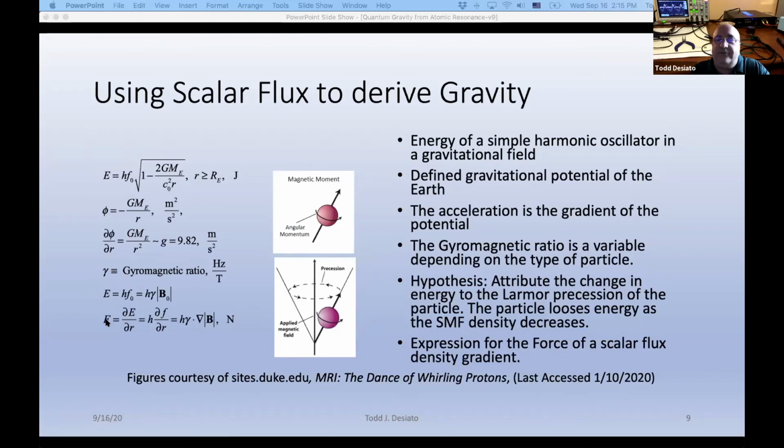And if every subatomic particle, every fermion in matter is undergoing the same force, then there's no way to tell there's a force being exerted, and your geodesic equation comes out the way it should in general relativity. So the particle loses energy as the scalar magnetic flux density decreases. And that's how it's losing its power as it falls.